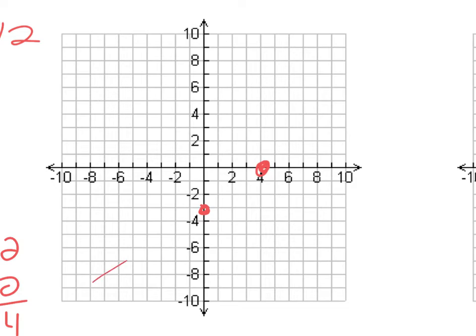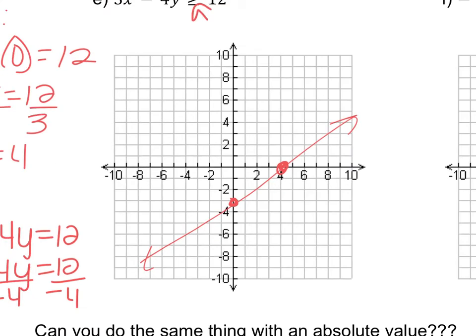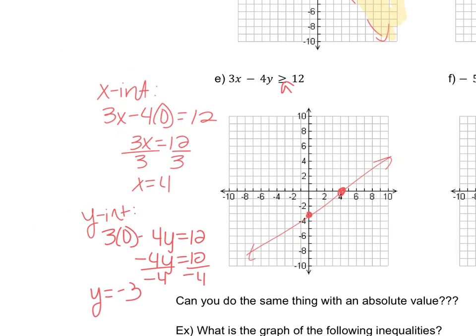Try that again. So even though this is a little bit different, you still pick your test point the exact same way. So I'm going to pick 0, 0. I'll write it up here because I'm running out of space. 3 times 0 minus 4 times 0 greater than or equal to 12, AKA is 0 greater than or equal to 12? The answer is absolutely not, no. So therefore we need to shade below it on the other side.